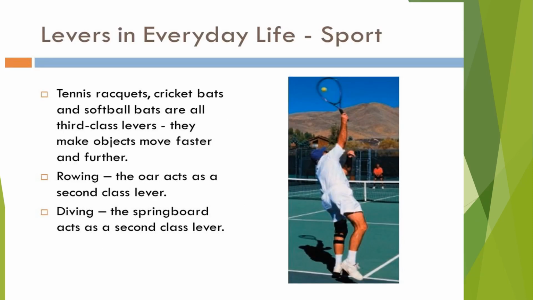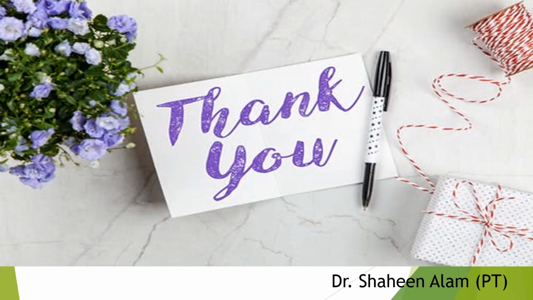These are a few examples. Tennis rackets, cricket bats, and softball bats are third-class levers. They make objects move faster and further. While rowing and diving are examples of second-class levers. They require quickness.